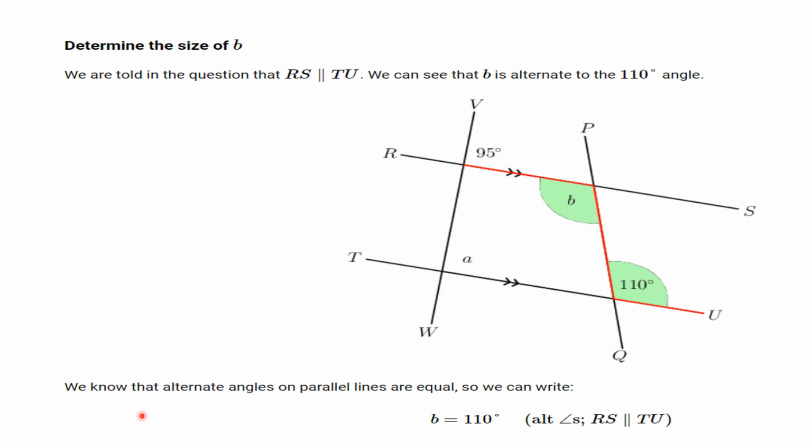So now we know that alternate angles on parallel lines are equal. So we can write it as B equals 110 degrees. The reason for that will be alternate angles. And we always have to indicate the parallel lines, saying that RS is parallel to TU.